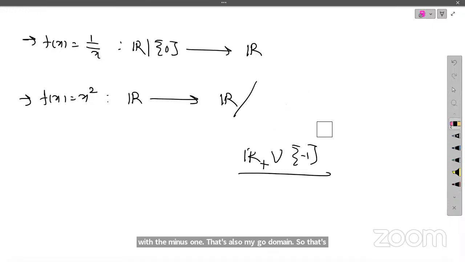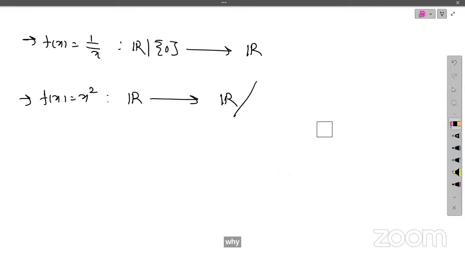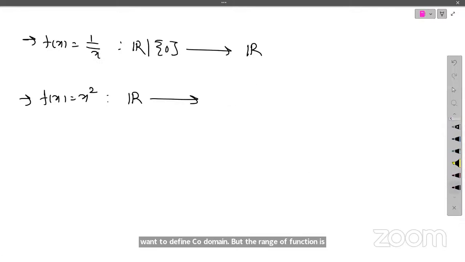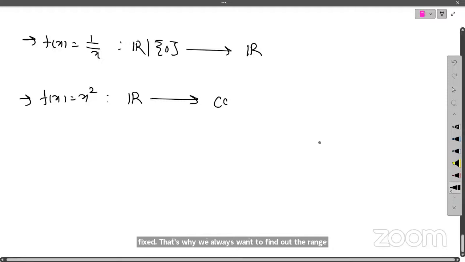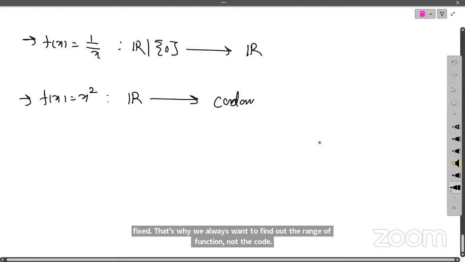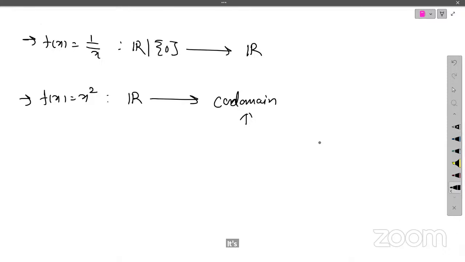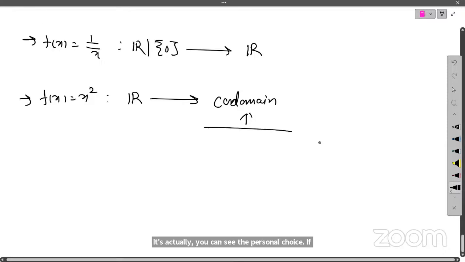What he or she wants to define as the codomain is their choice, but the range of a function is fixed. That is why we always want to find the range of a function, not the codomain. The codomain is not unique. It is a personal choice. If someone defines a function from the real numbers, they can take any codomain they want. That is why we mainly focus on range.